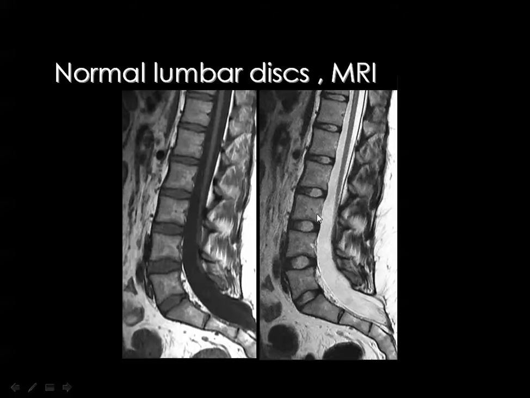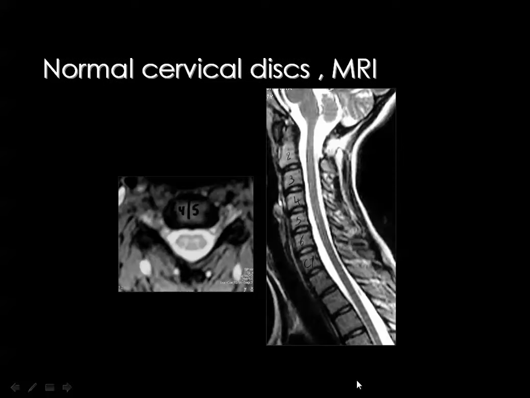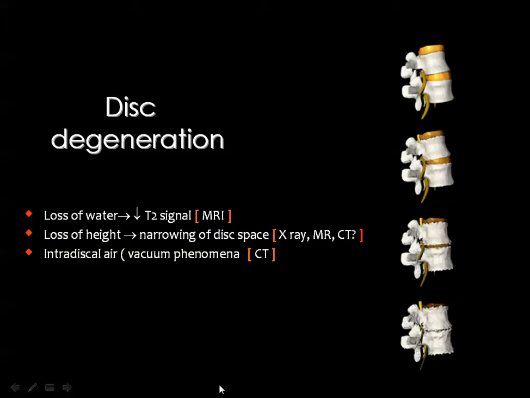The posterior edge of the disc is flush with the posterior border of the vertebra above and below. The same applies for the cervical discs, and the discs are bright in the T2 weighted image. The posterior edge of the disc should not exceed the posterior border of the vertebra above or below.